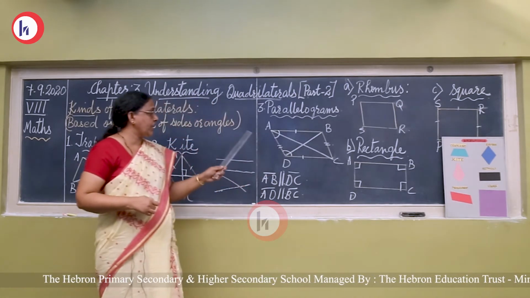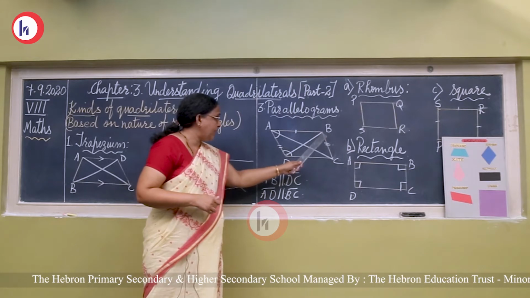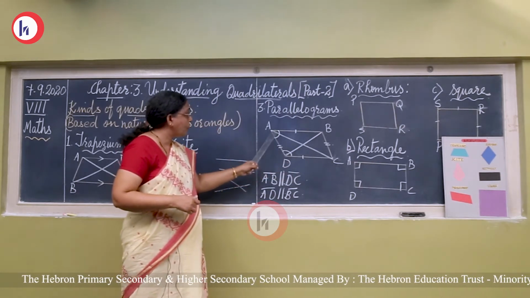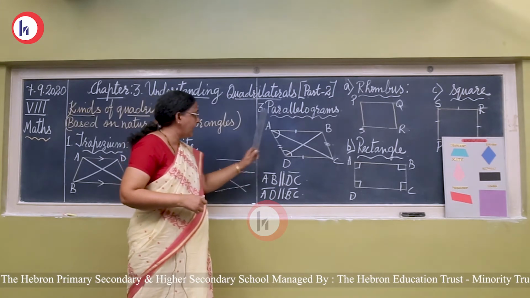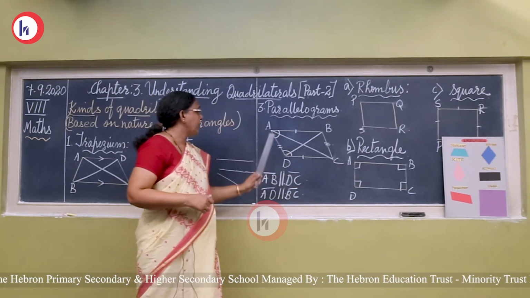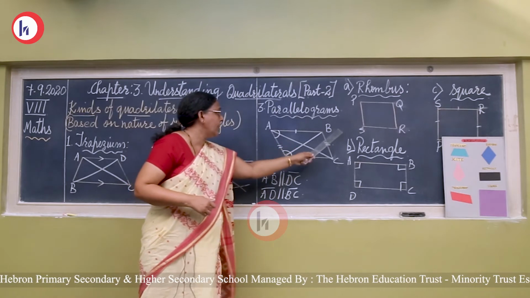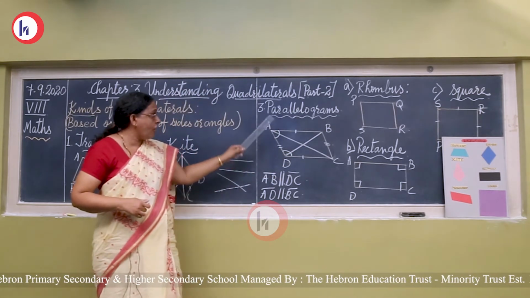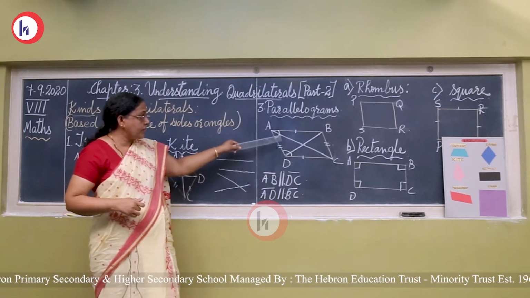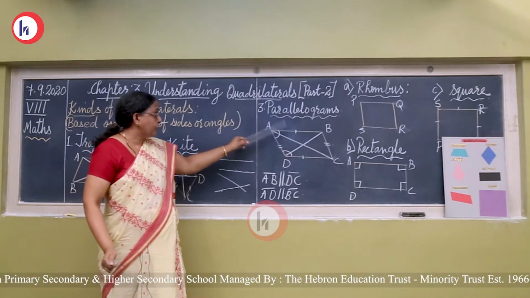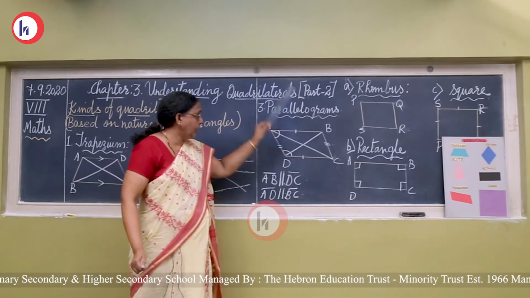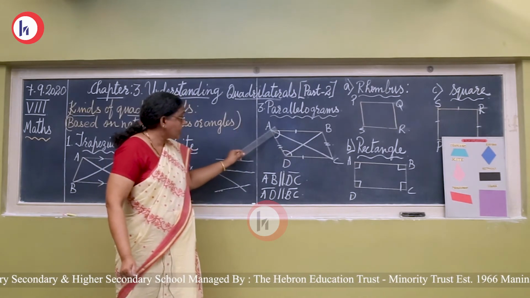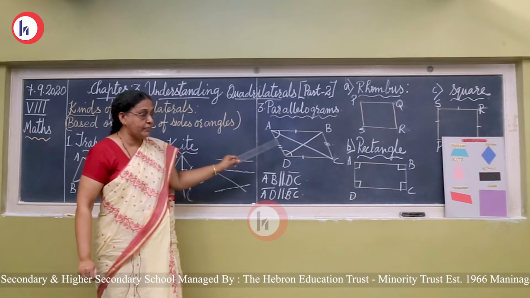Then another property is that in a parallelogram, opposite angles are also equal. So, measure of angle A is equal to measure of angle C, and measure of angle D is equal to measure of angle B. These are the properties of a parallelogram. By looking at the picture, you should easily understand that two pairs of sides are parallel, opposite angles are equal, and adjacent angles are always supplementary.